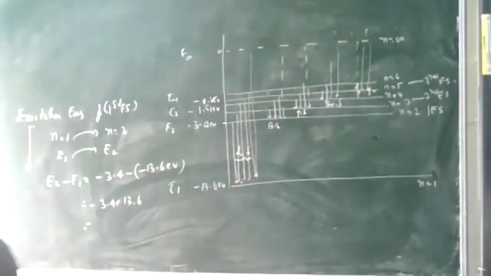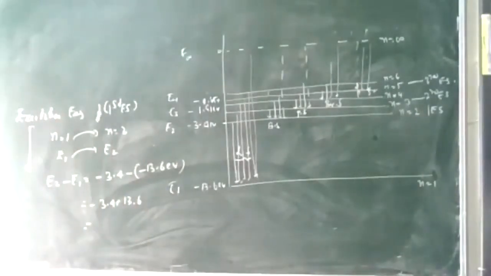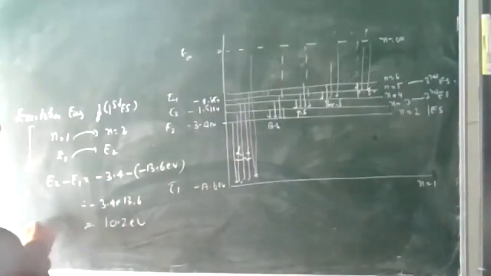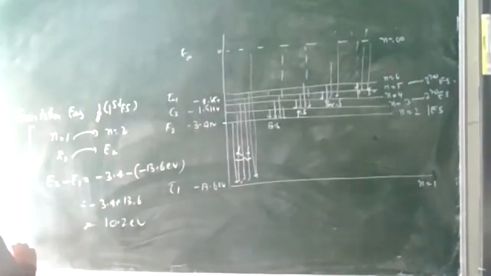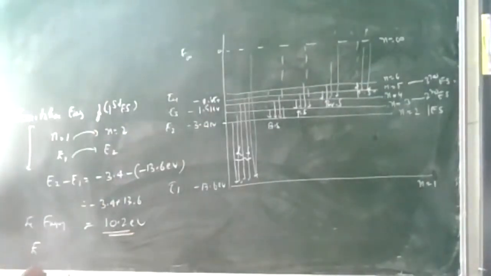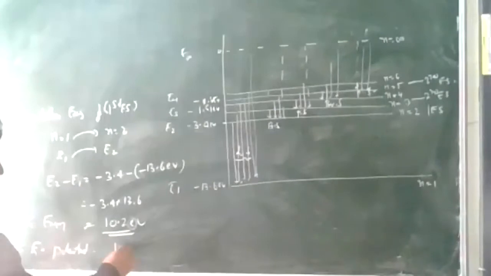So on calculation, we are getting the value as 10.2. This is 10.2 electron volt. So this is the excitation energy for the first excited state, 10.2 electron volt. If you are asked to find the excitation potential, then instead of electron volt we write 10.2 volt.